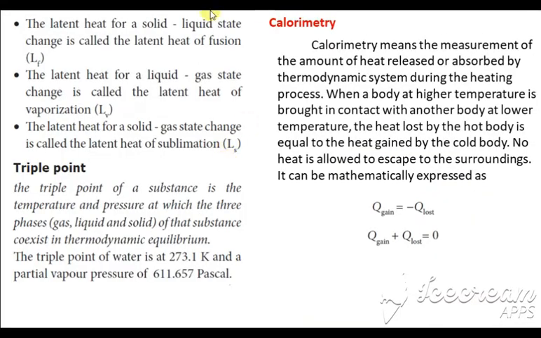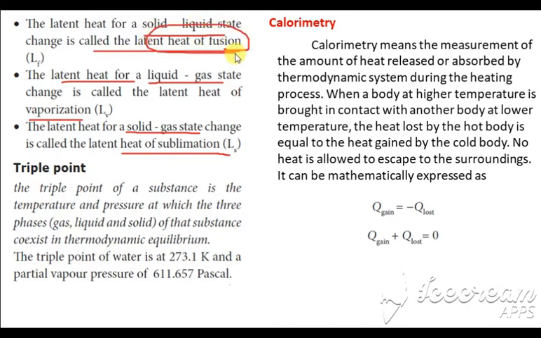So if the latent heat is between the solid and the liquid state, then it is called as the latent heat of fusion. And the next is if the latent heat is between the liquid and the gas, it is called as heat of vaporization. Solid to gas, it is called as heat of sublimation. Okay, solid to liquid, it is latent heat of fusion. Liquid to gas, latent heat of vaporization. Solid to gas, it is latent heat of sublimation.